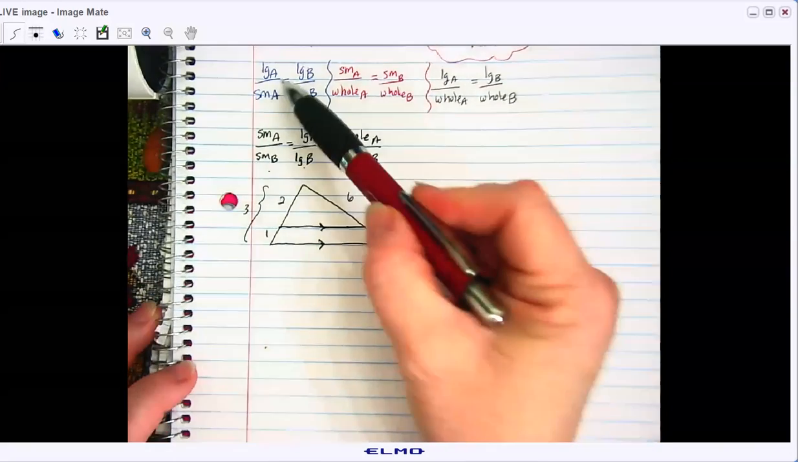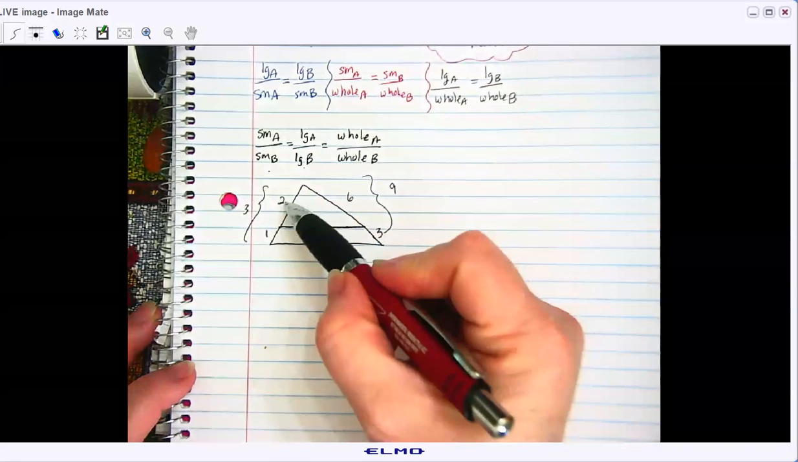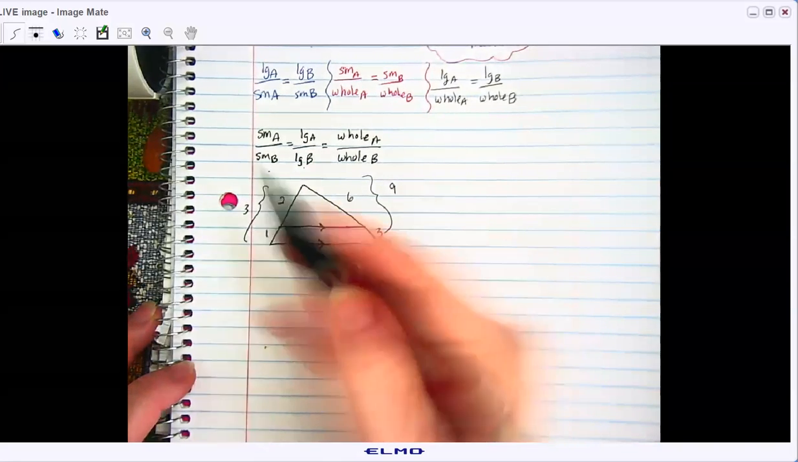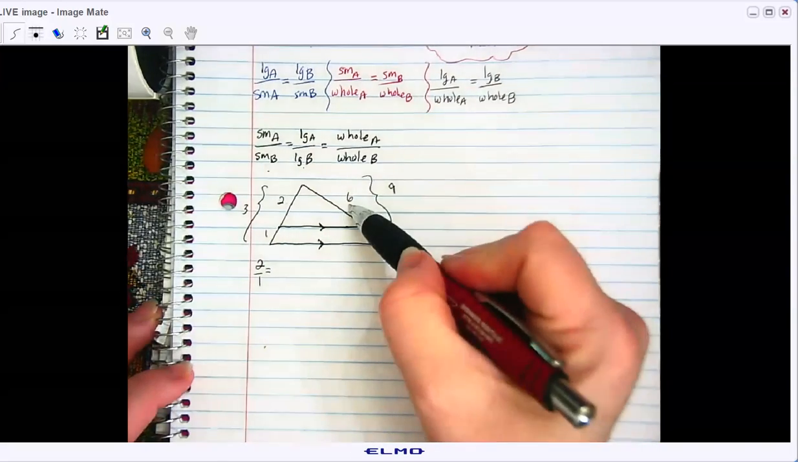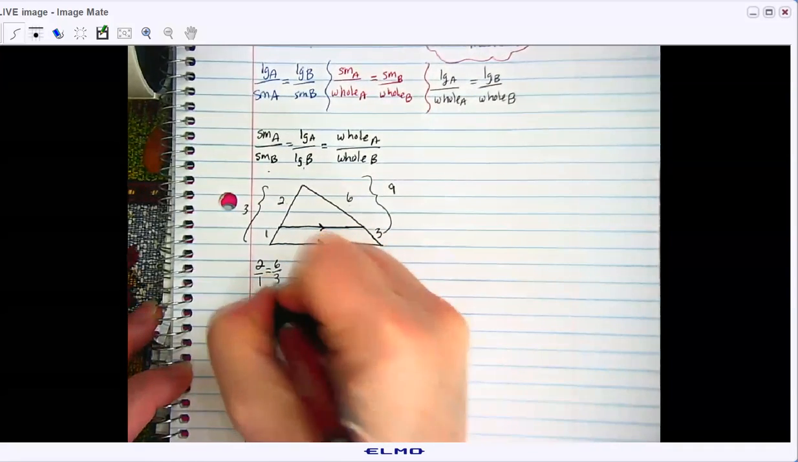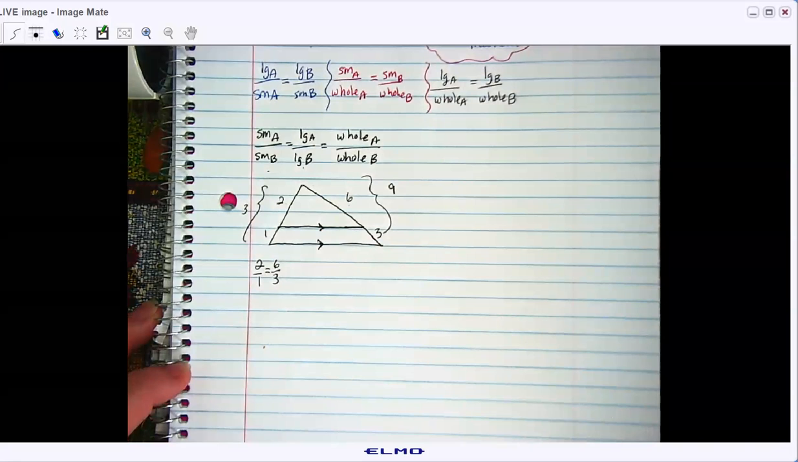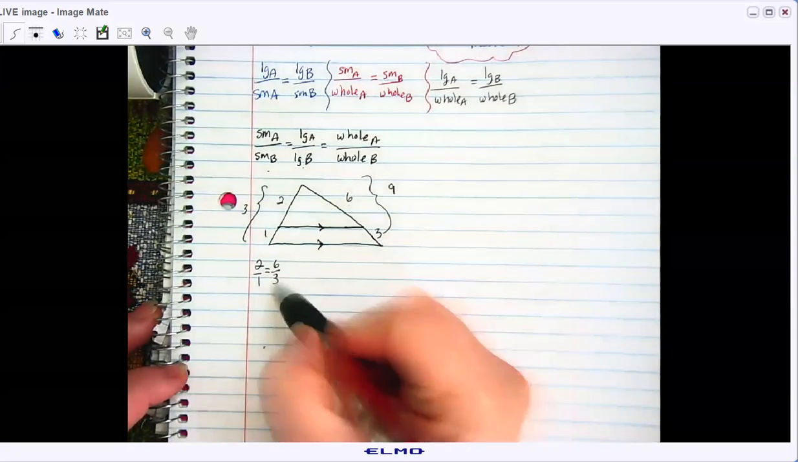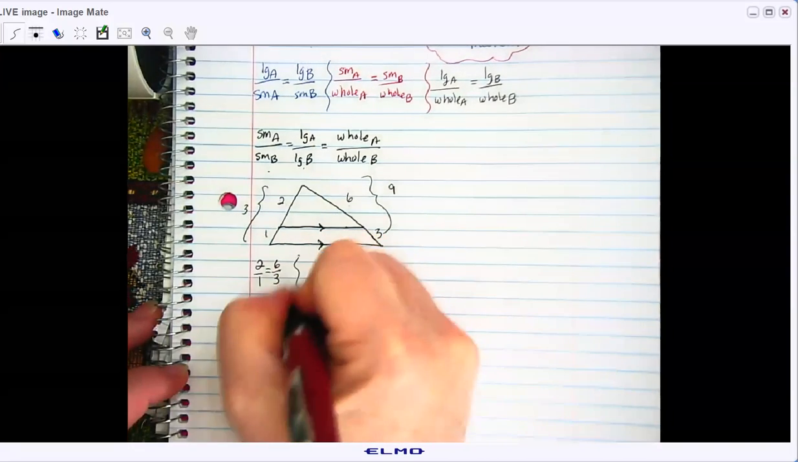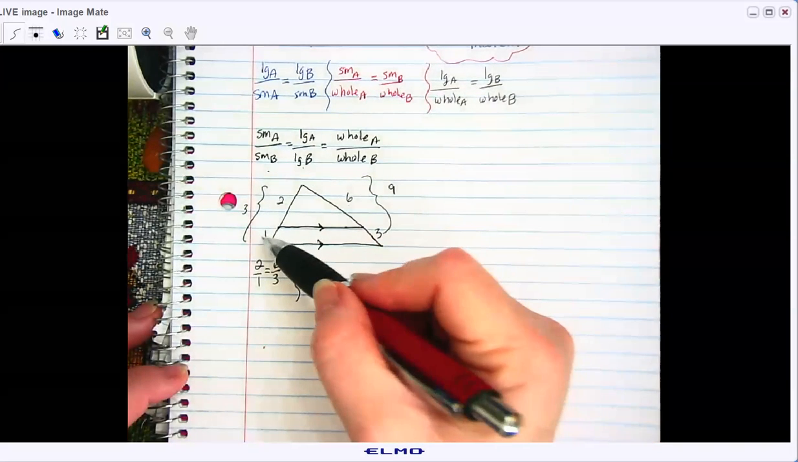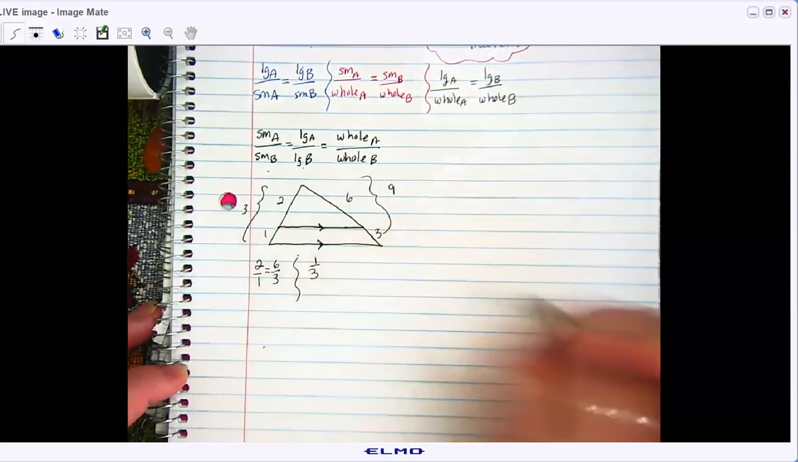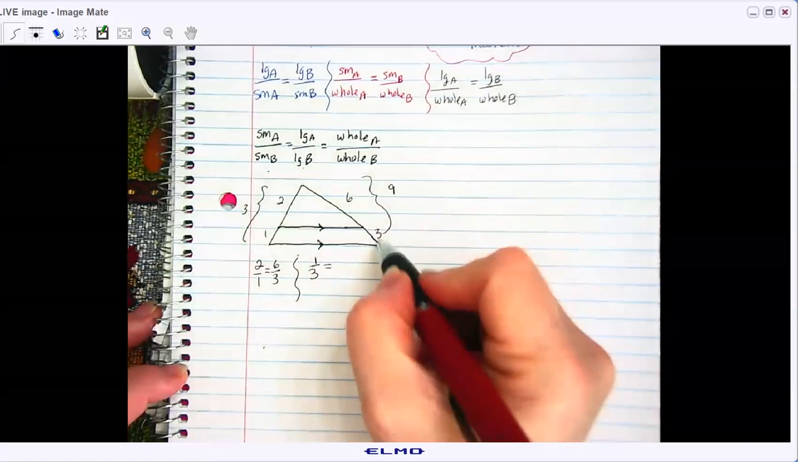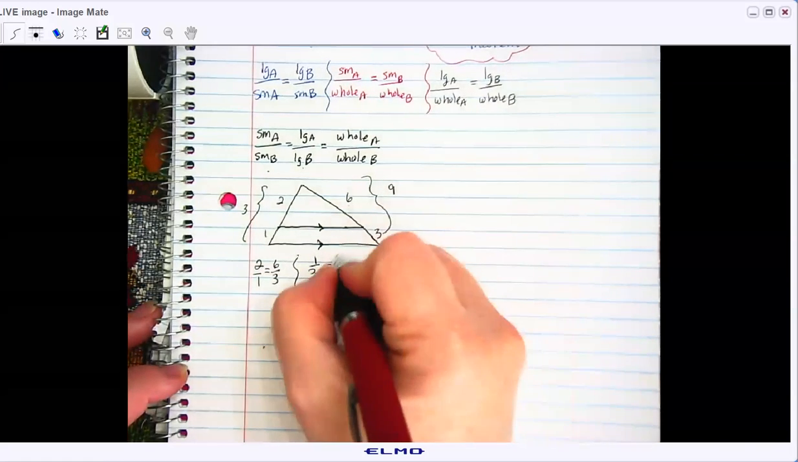Okay. So like this one, the large part of A over the small part of A. So I've got 2 over 1. 2 over 1. And we're going to make sure that that's equal to the large part of B over the small part of B. So 6 over 3. Are those equal? Yes. Yeah, they are. Because 2 over 1 is 2, 6 over 3 is 2. Okay. We can do the small part of A over the whole part of A. So that would be 1 over 3 is equal to this small part of B over the whole part of B, 3 over 9.